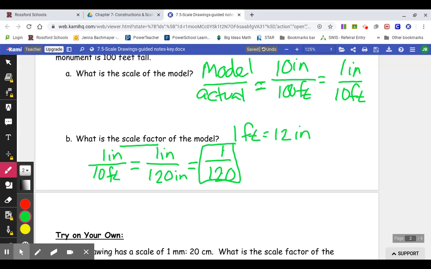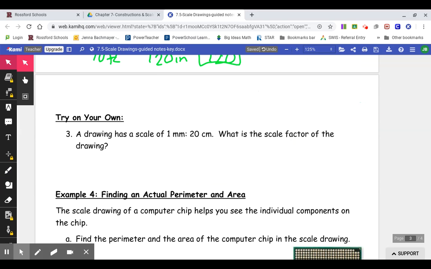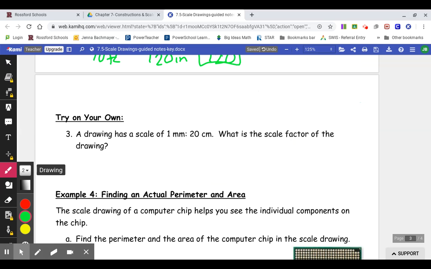All right, go ahead and pause the video. And now you're going to be converting the drawing, or it has a drawing of 1 millimeter to 20 centimeters. Just as a reminder, 1 centimeter has 10 millimeters. So 1 centimeter equals 10 millimeters. That could help you when you're trying to convert to get to scale factor. All right, go ahead and pause the video.